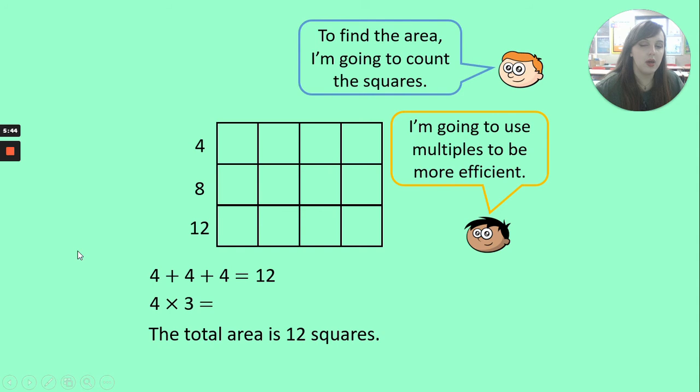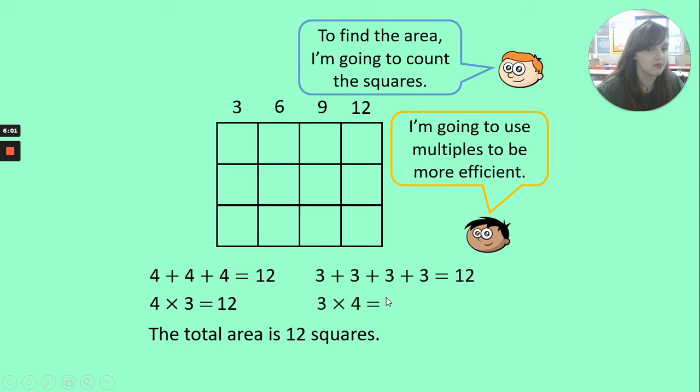He could have done it going down though, doing his columns. There are 3 in this column, 2 lots of 3 is 6, 3 lots of 3 is 9, 4 lots of 3 is 12, and we get the same answer both ways. So it's a really good way to check your answer as well if you're not sure.